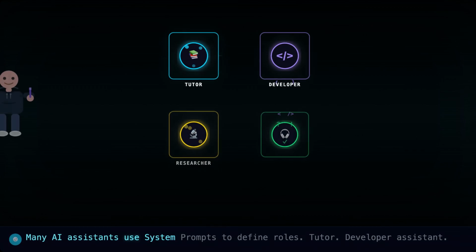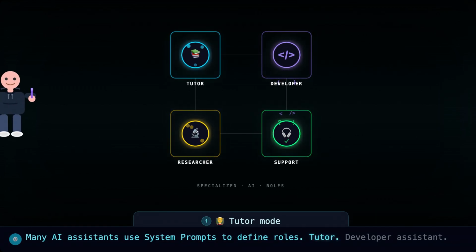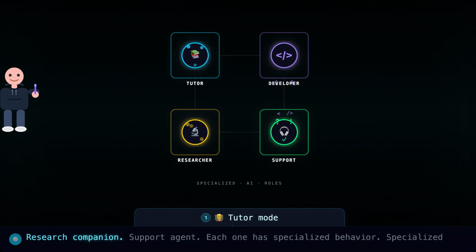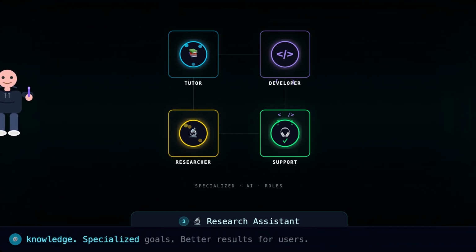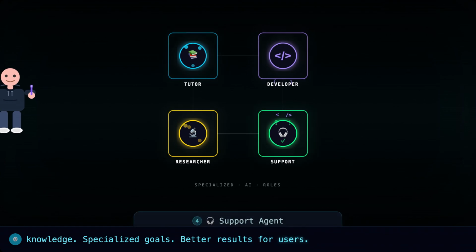Many AI assistants use system prompts to define roles. Tutor, developer assistant, research companion, support agent. Each one has specialized behavior, specialized knowledge, specialized goals, better results for users.